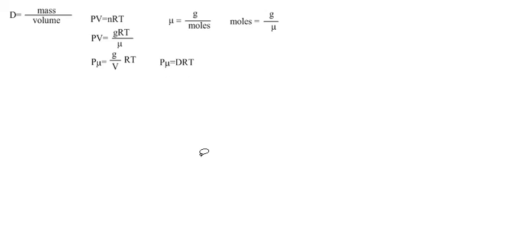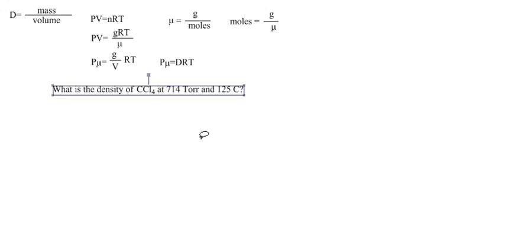And we can use that relationship to solve things involving the density. For instance, if we look at this problem, what is the density of carbon tetrachloride at 714 torr and 125 degrees Celsius? We can rearrange our PM equals DRT equation so that we solve it for density. I accidentally used a small d here. I'm going to keep it consistent and use the large D. Density equals pressure times molar mass over RT.